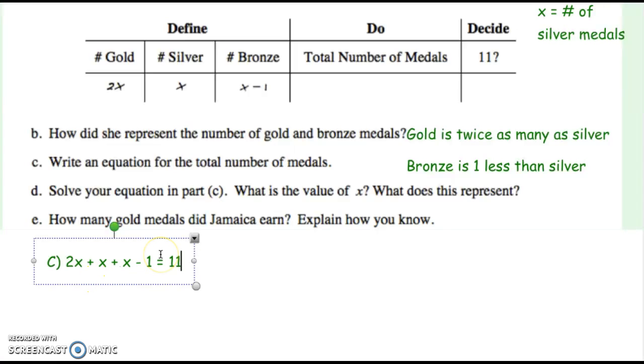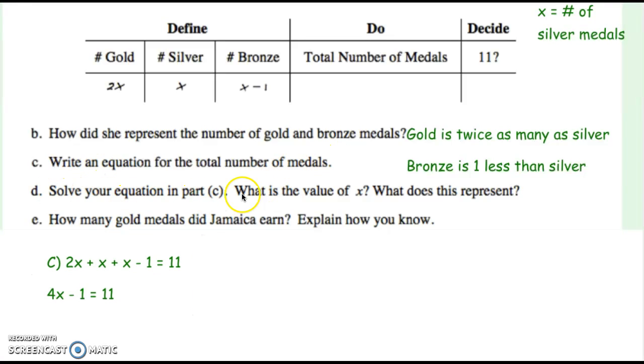And one thing we've been working on is combining like terms. So I would go back here and I would combine the like terms that I have. So all x's can go together and then integers stay by themselves. So the number of x's I have are 2x plus x plus x. That would be 4 x's total minus 1. That stays by itself. And then when I do 4x minus 1, that should equal 11.